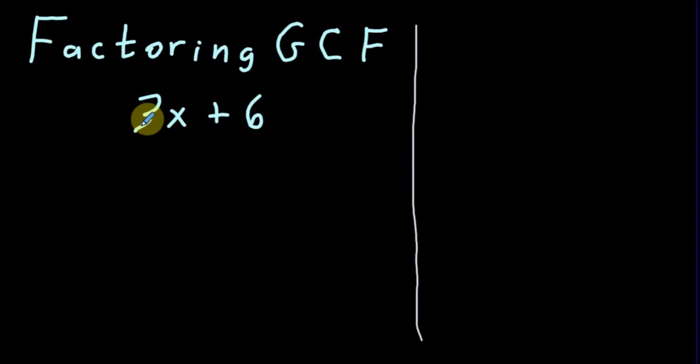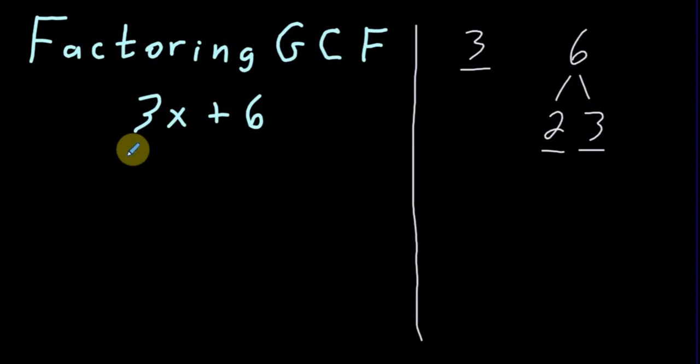The first thing we're going to do is factor the 3 and the 6. Okay, we've done this in the past. 3, can't factor that. 6 is going to become 2 times 3. I can't factor the 2 or the 3. So the 3 couldn't be factored. It was 3 times x, so we leave that as 3 times x, and then we had a plus sign. And then the 6, we split that up into 2 times 3.